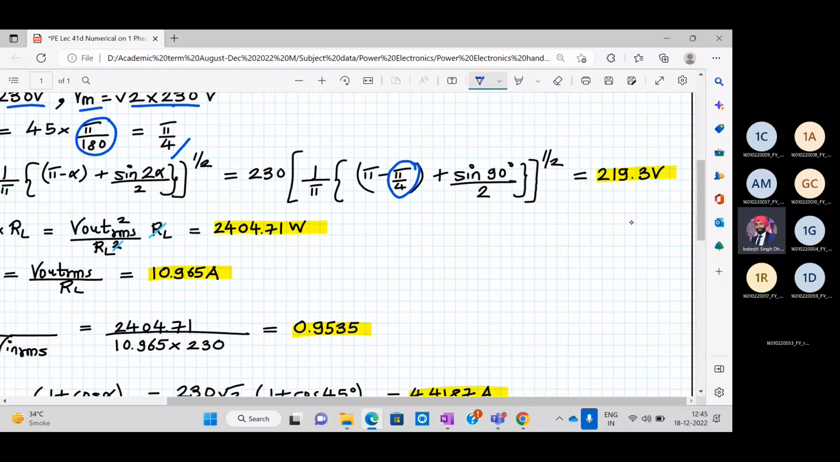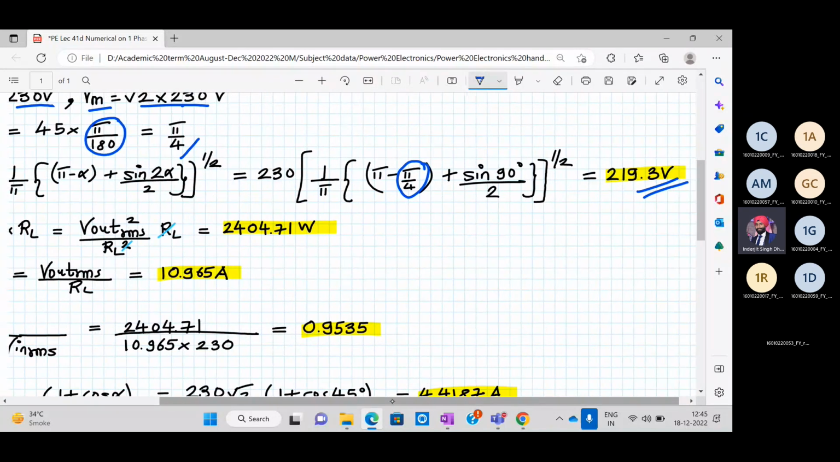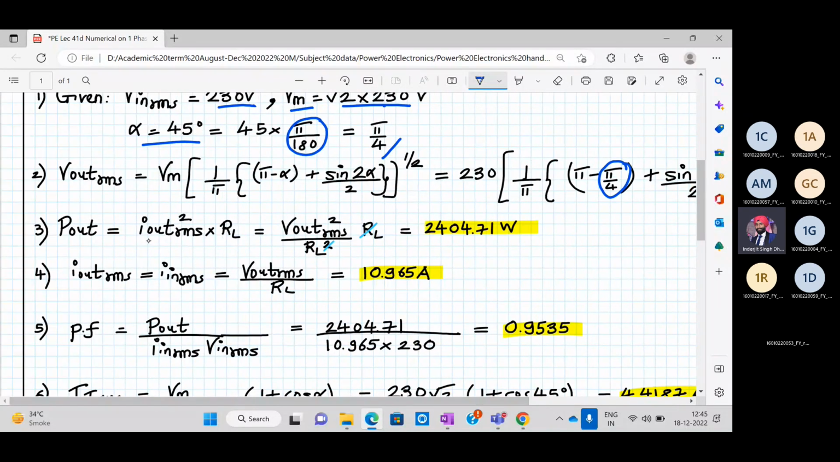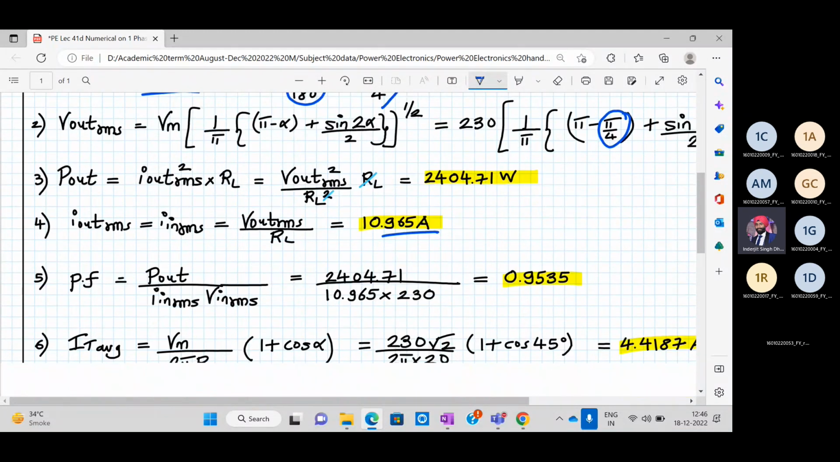So this V out RMS is coming out to be 219.3. You can check it out. Then P out, output power is I out square RMS into RL. I out square RMS is V out square upon RL square, right? So here it comes out to be 2400 watts. I out RMS is same as I in RMS. So that is V out RMS upon RL. That will be around 10.9 amperes. Power factor is P out upon V in RMS into I in RMS. So I in RMS is given, V in RMS is 230. So here the power factor is coming out to be 0.95. So it's a good power factor because anything closer to 1 is very good.